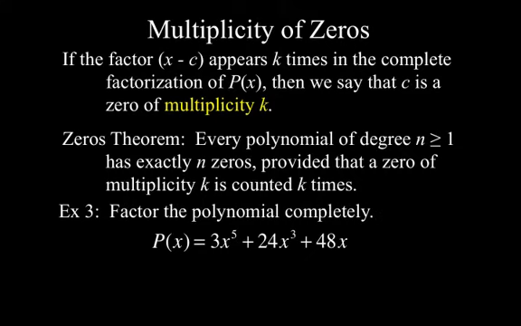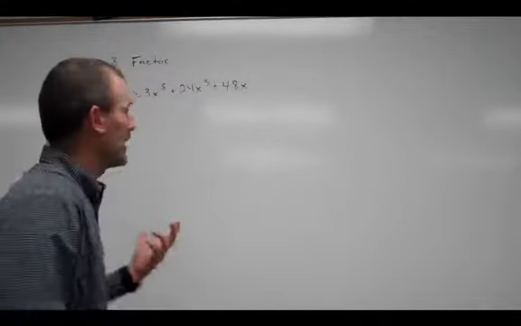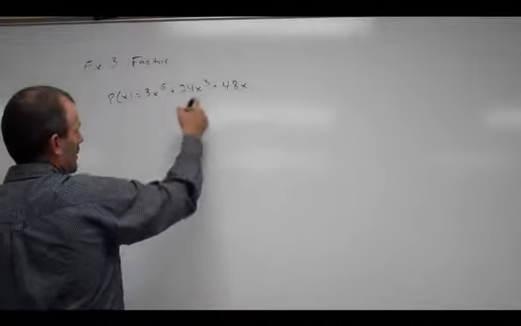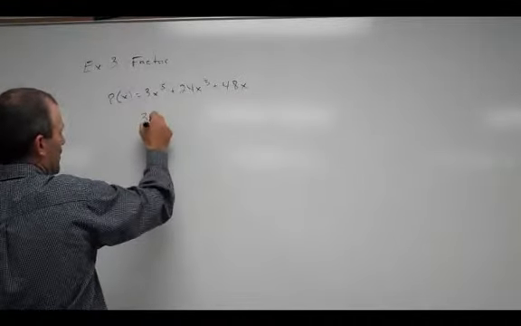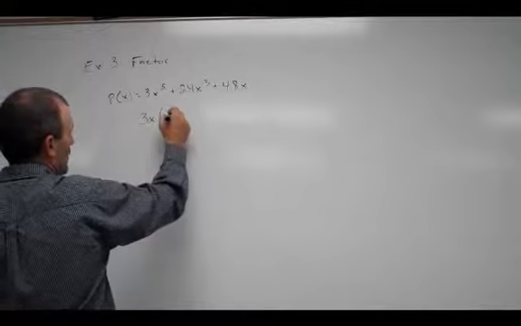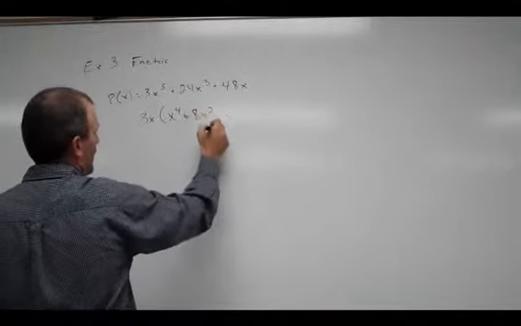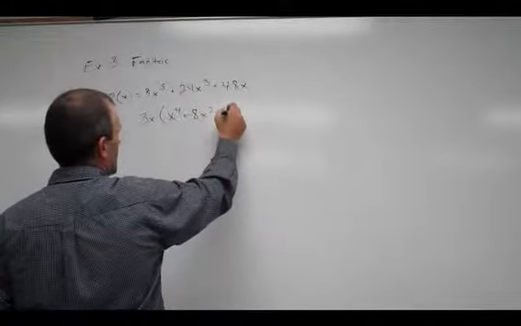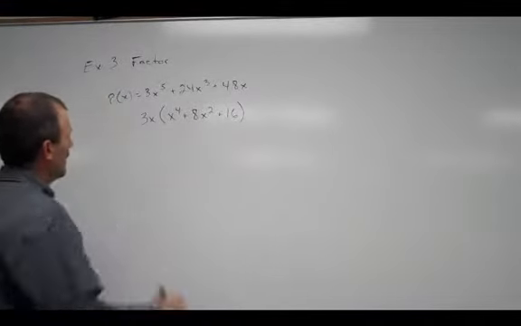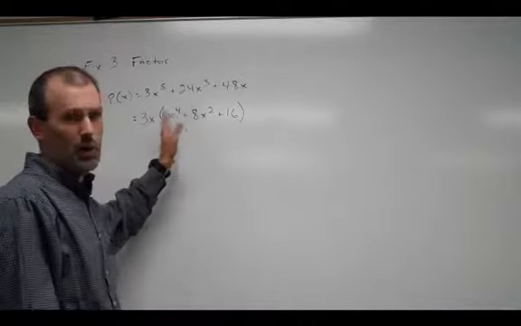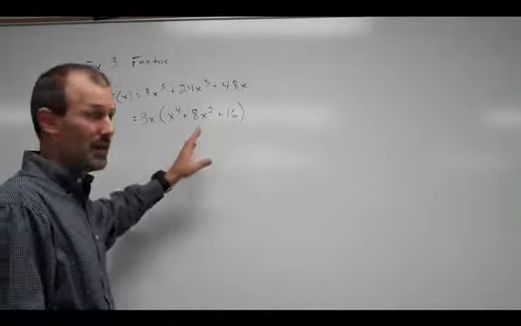In example 3, we're going to factor this polynomial completely. We will notice that in this case, we can actually factor out a 3x from each of those terms, and what we have left is x to the 4th plus 8x squared plus 16. And in this case, notice this has a quadratic pattern, even though it's really a degree of 4.